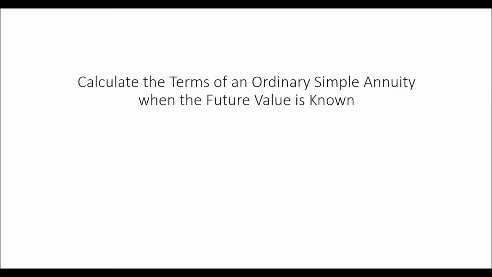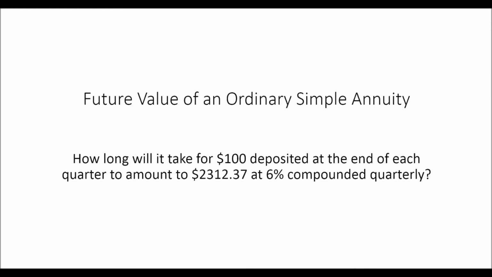Alright, so say for some crazy reason we want to calculate the terms of an ordinary simple annuity when the future value is known. That is to say, we have a monetary goal we'd like to reach and we want to know how long it's going to take to get us there. So in this case, how long will it take for $100 deposited at the end of each quarter to amount to $2,312.37 at 6% compounded quarterly?